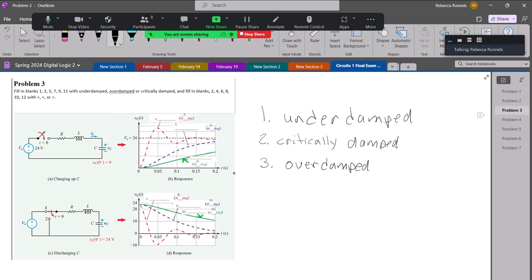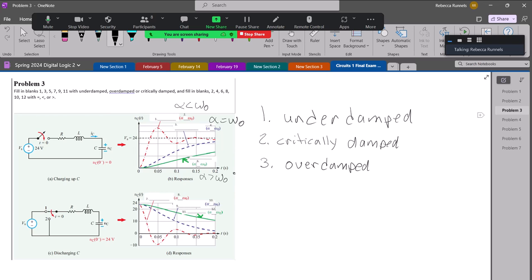And for critically damped, you have alpha equals the resonance frequency. That's what omega naught is. And for underdamped, alpha is less than omega naught. And for overdamped, alpha is greater than omega naught.